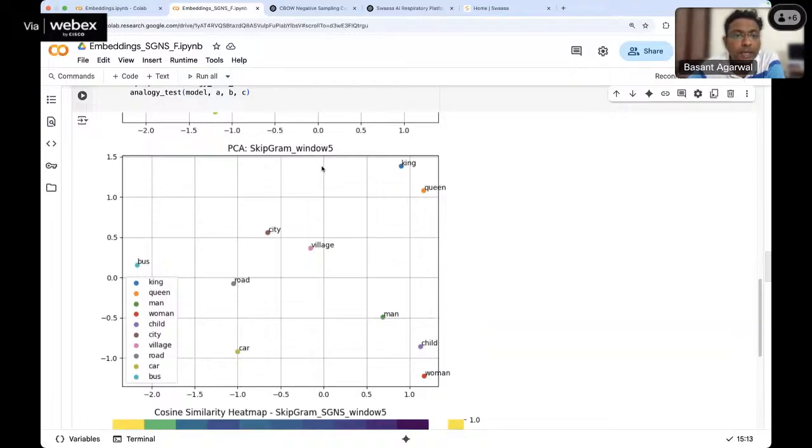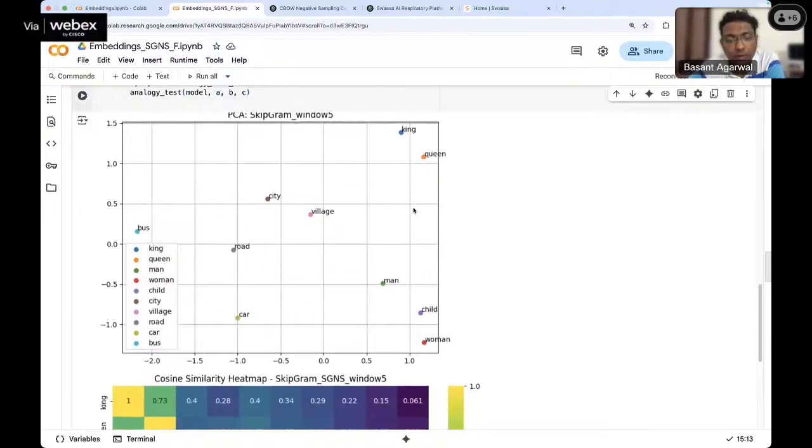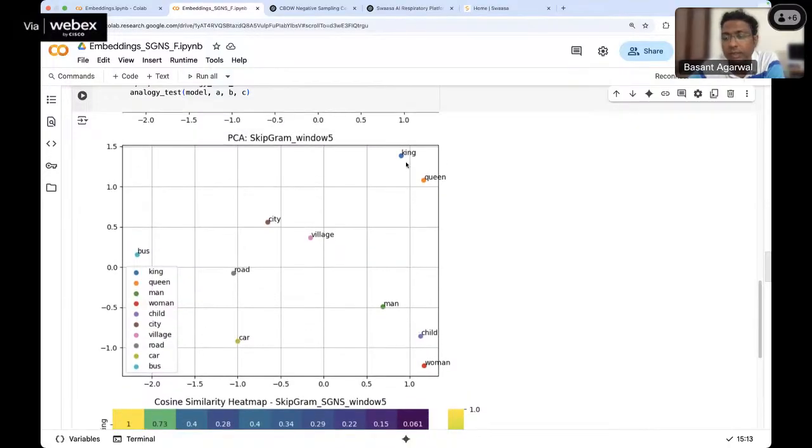And here, skip gram with window of 5, I think this is probably the best model, or we'll see, the SGNS is also quite good. What I observe here is that the relation between king and queen is very nicely represented. If you draw a vector from man to woman and from king to queen, they are very parallel, so the relation between king and queen and man and woman is being captured very nicely.